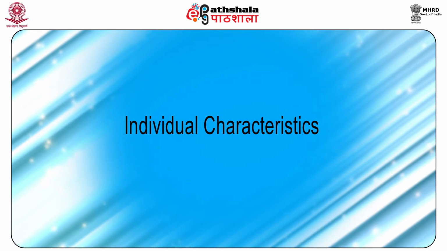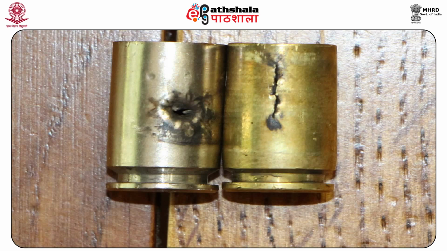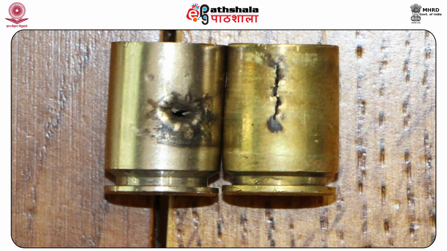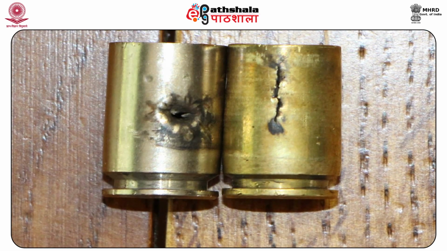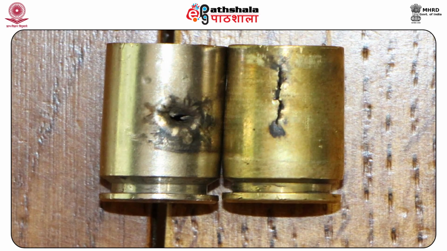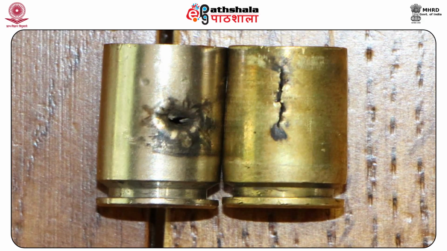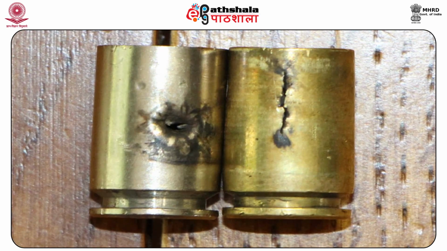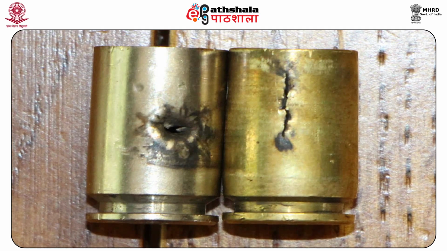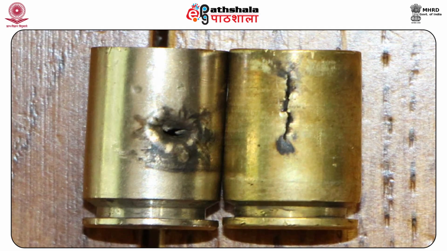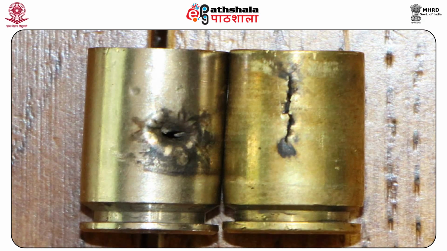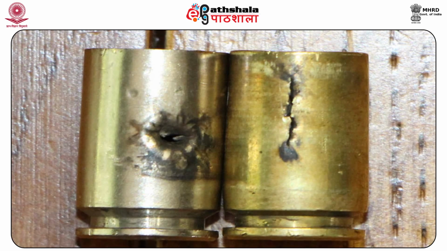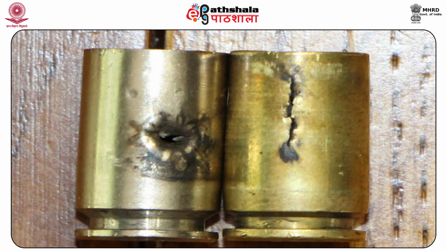Now let us see individual characteristics in detail. Finer details in the lands and grooves are called individual characteristics of the firearm. Individual features are helpful as they are always different, and no two firearms have the same characteristics. These characteristics are really useful in comparison of bullets. Individual characteristics are the imprint of the small irregularities in the barrel and are never duplicated by different weapons.